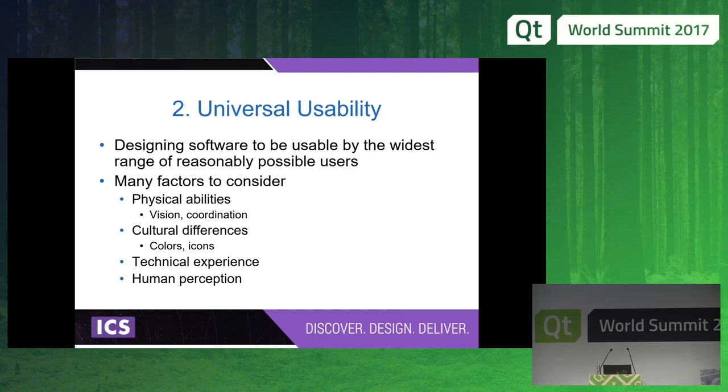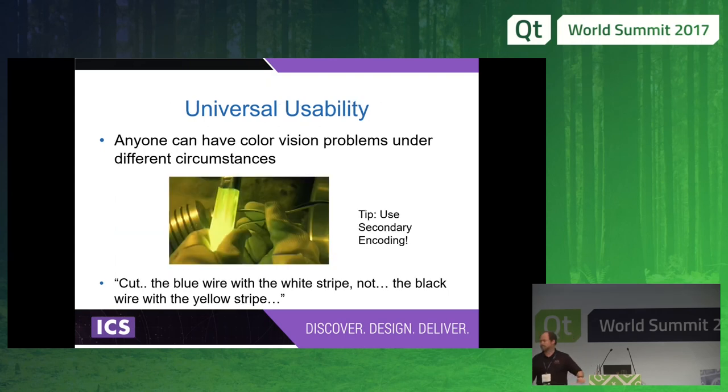Color blindness, color deficiencies are a very obvious one. 10% of the male population is colorblind. That's just genetics. So you need to think about that. Different cultures put different connotations on uses of colors, different icons. People have different technical experience. So all of these things factor in to your design. And another interesting thought is that anybody can have colorblindness under the right circumstances.